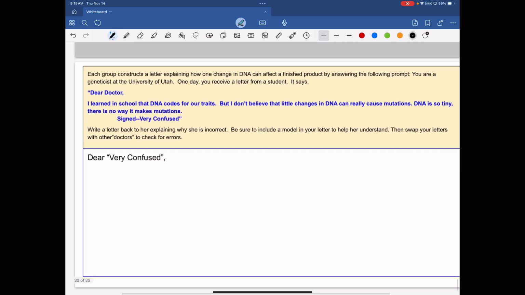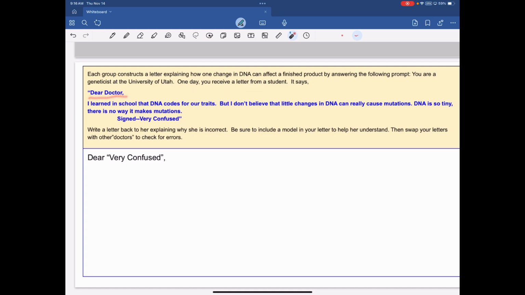Okay. Here on the last slide, I want you to write a letter. Okay? So you're going to do this on your own. I know it says to do it in a group, but we'll just let you do it on your own. But you are a geneticist, okay, at the University of Utah. In other words, you're a college professor teaching genetics, and one day you receive a letter from a student, and this is what it says, okay?